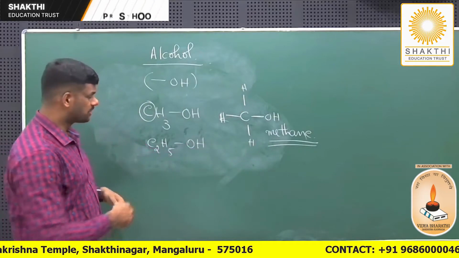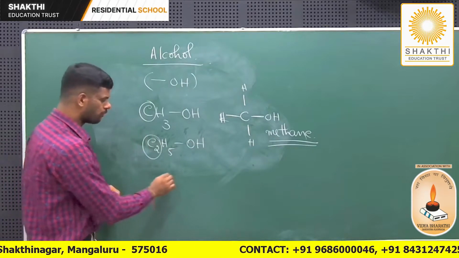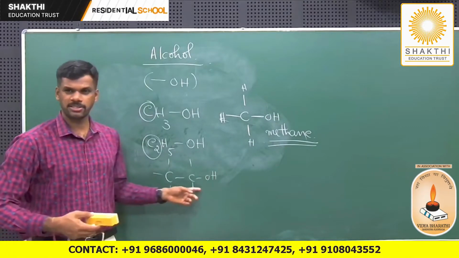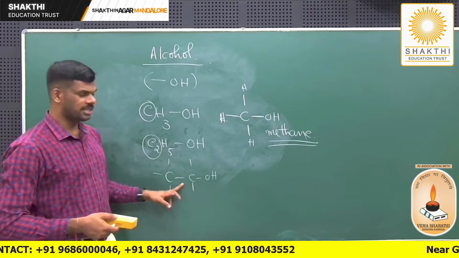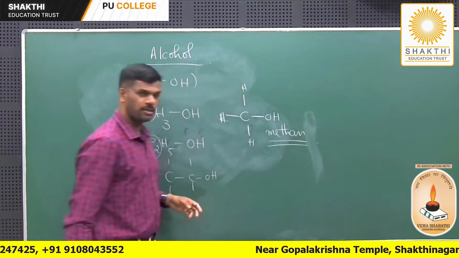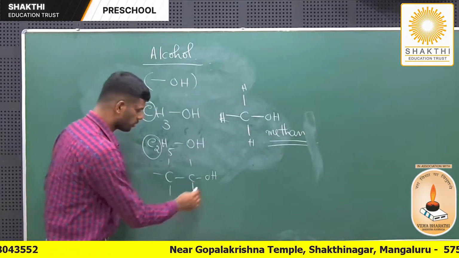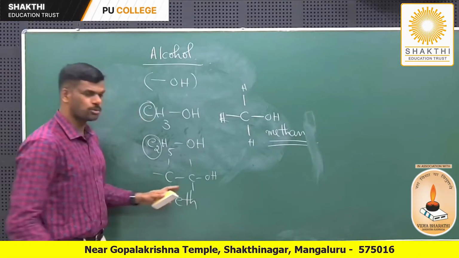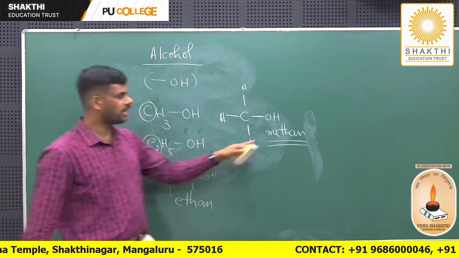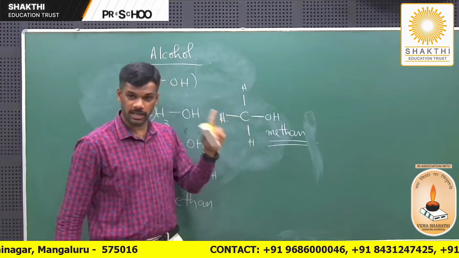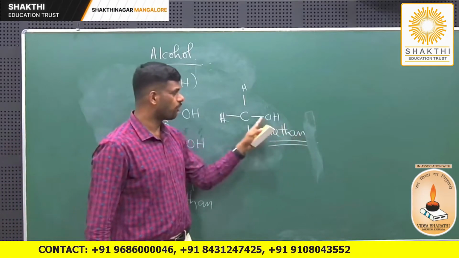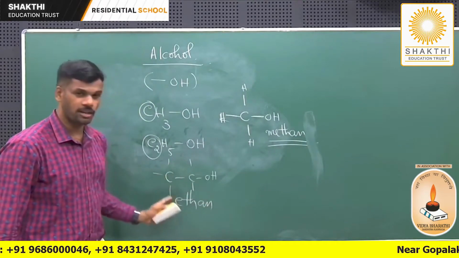Say here there are 2 carbon atoms. If you write it in the structural formula, carbon and carbon have a single bond. Since there is a single bond and 2 carbon atoms, here we have eth for 2 carbon atoms and ane for single bonds. Here meth is for a single carbon atom, eth for 2 carbon atoms, and ane for single bonds.